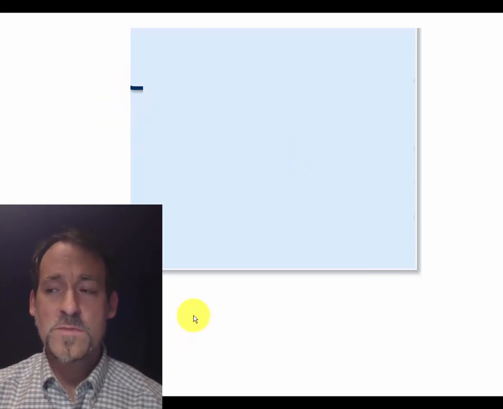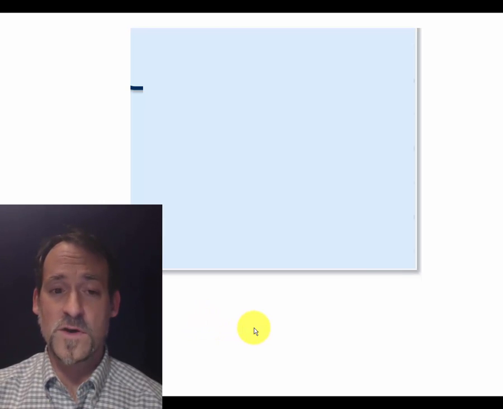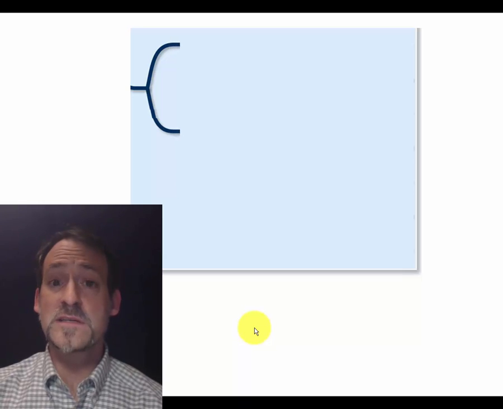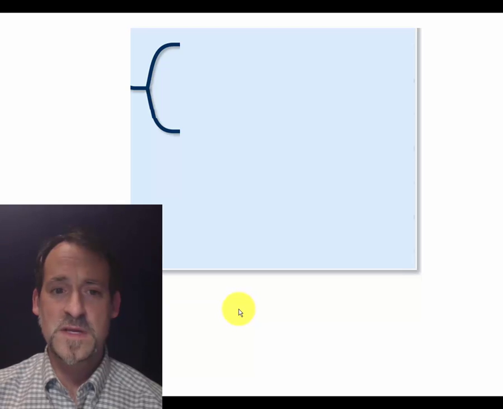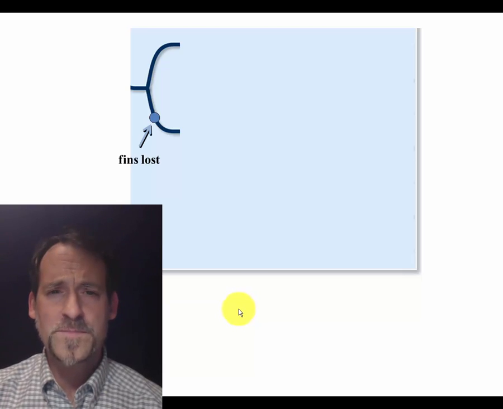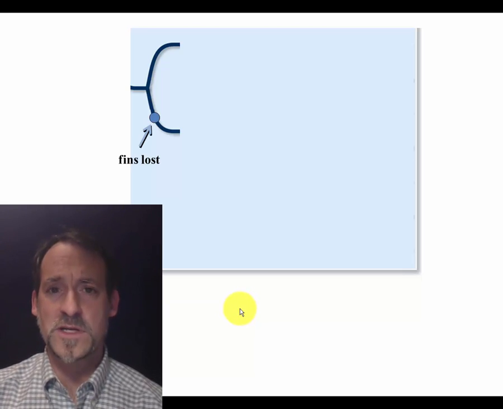So a long time ago, there was a lineage that was evolving through time. And it split into two. There was a speciation event so that you now have two different lineages. One of them lost a feature that we call fins.